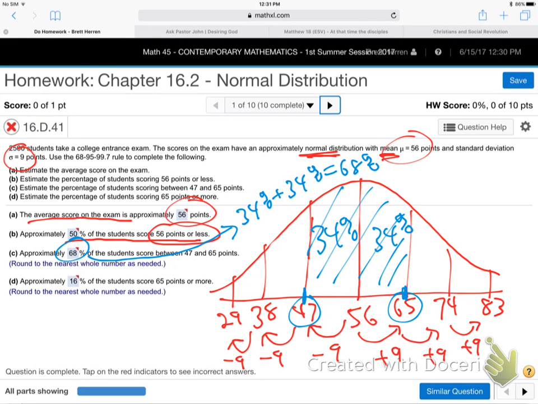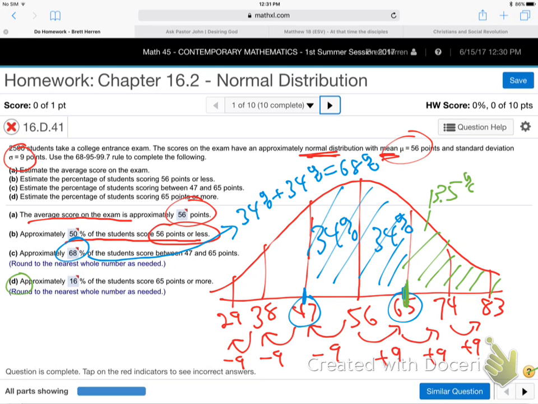And then part D, approximately what percent scored 65 or more? 65 is not a percentage, so it must be a number down below. 65 or more. More is which way, right or left? To the right. So on part D, they're asking how many are at 65 or more, to the right. So they want everything from 65 to the right. What are those other percentages?